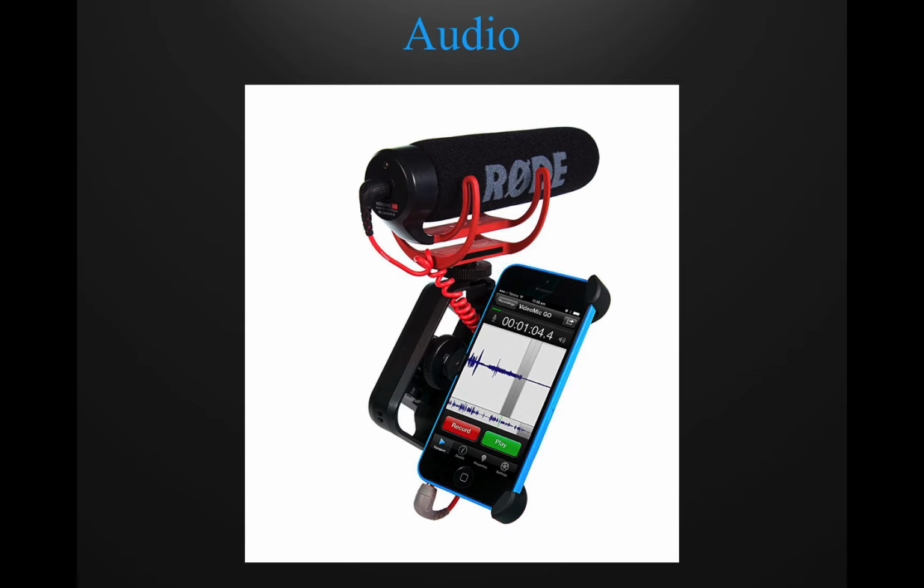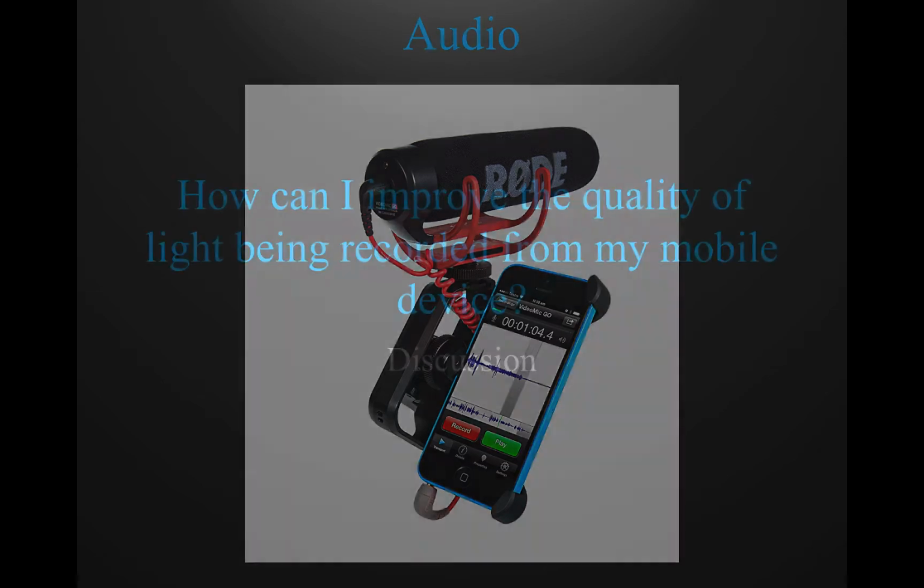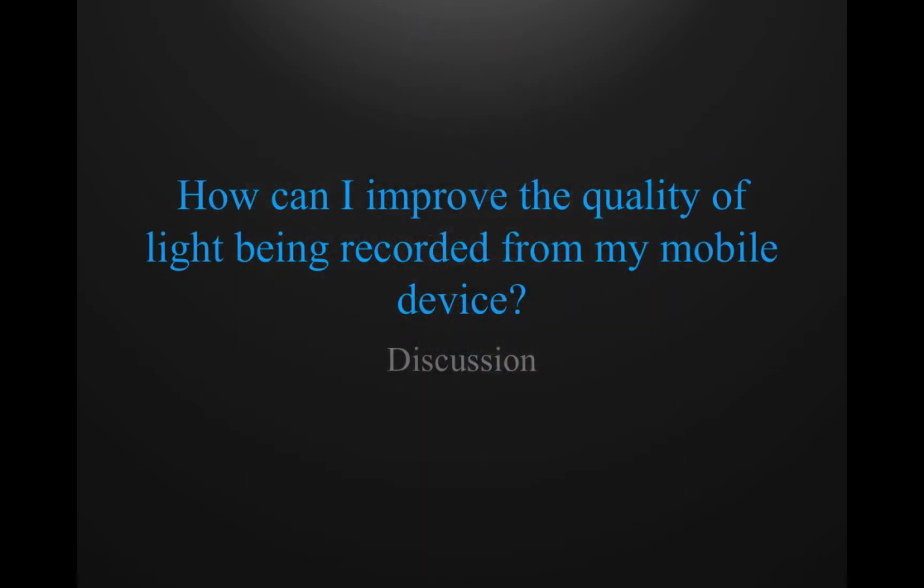Okay, so then I'm just going to quickly talk about lighting because I want to get into Premiere Clip and Lightroom. So how can I improve the quality of light being recorded from my mobile device? There are lighting devices that you can get, really inexpensive ones that you can just attach to your phone the same way and light it up. But one of the things I've seen time and time again when people are shooting video or photographs is that the lighting just doesn't look good for a variety of reasons.